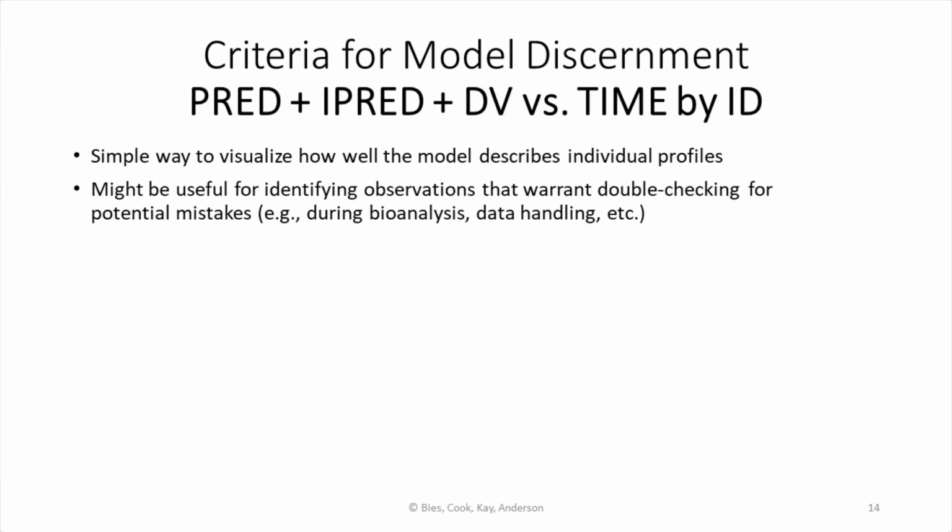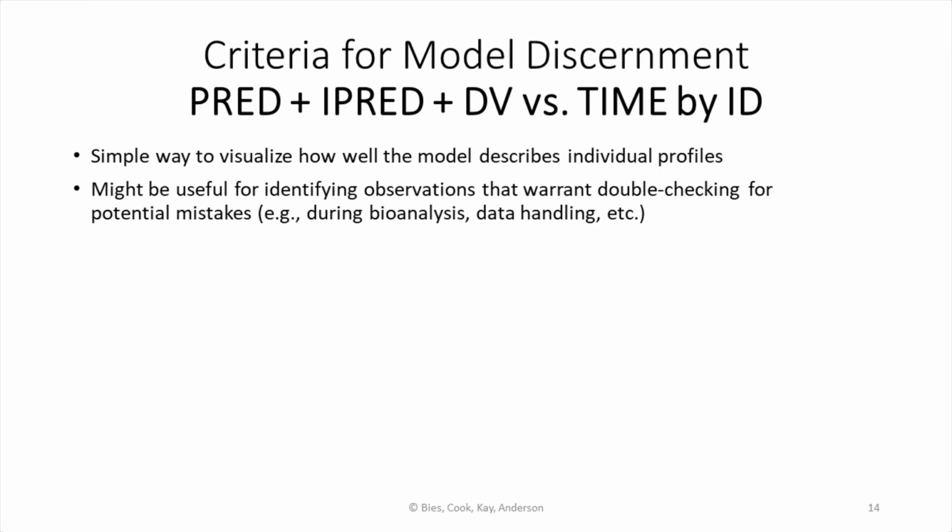The next basic plot to evaluate fitness is this population predicted and individual predicted and dependent variable versus time by patient, or by ID, by individual. This is a simple way to visualize how well the model describes individual profiles. And it's useful for identifying observations that warrant double checking for potential mistakes. It could be extreme values and that sort of thing.